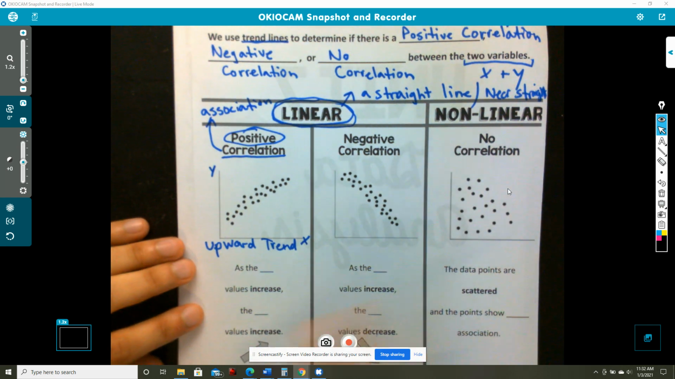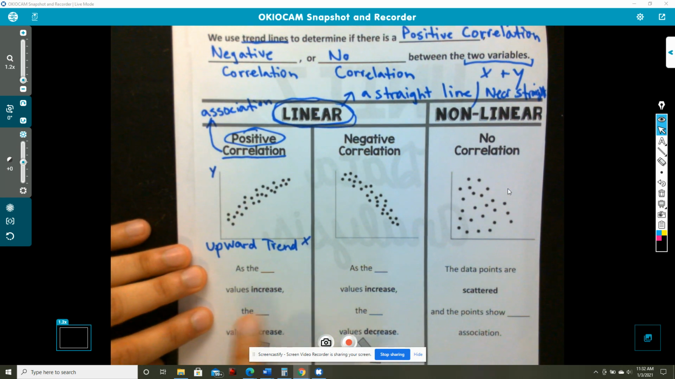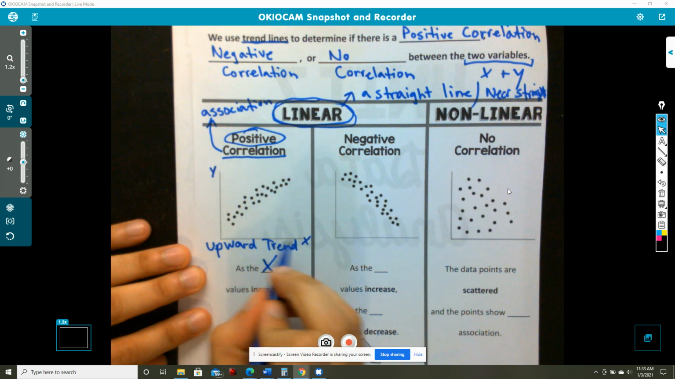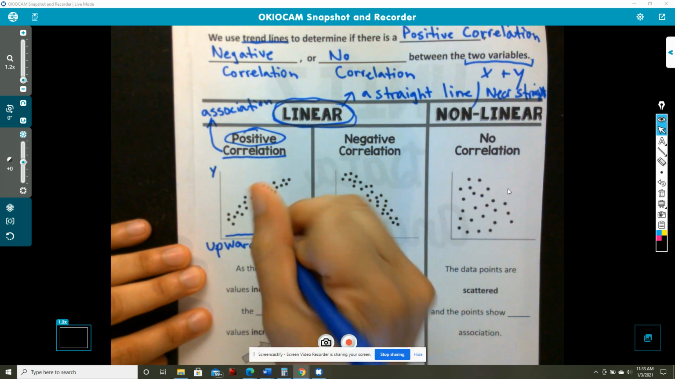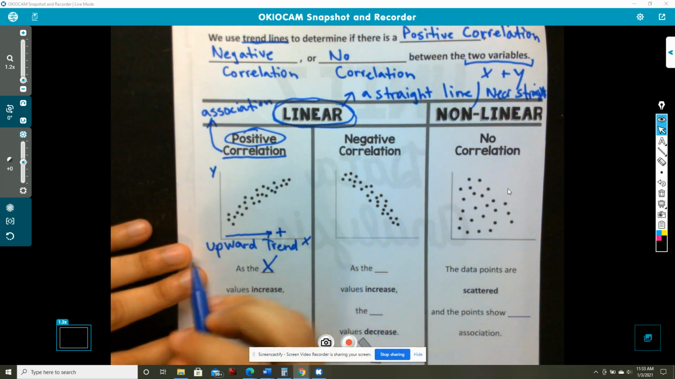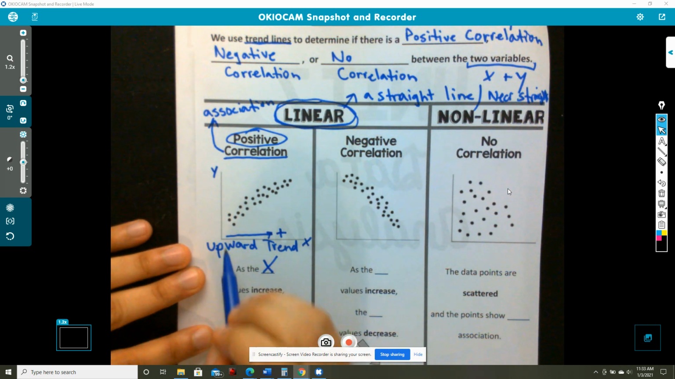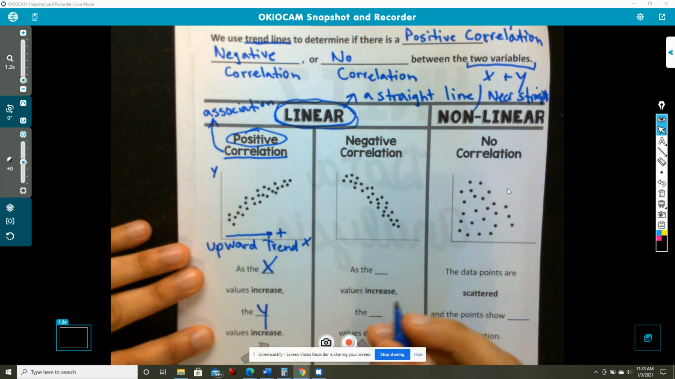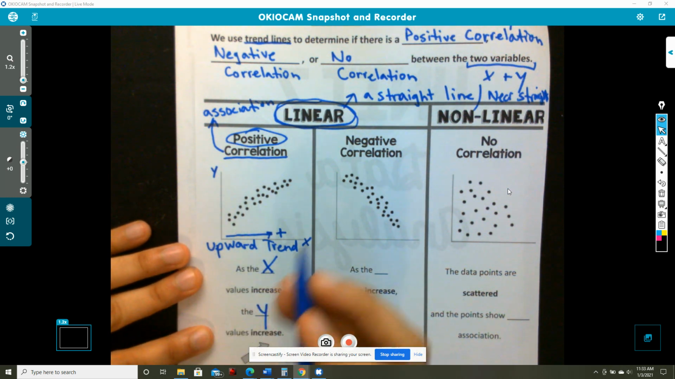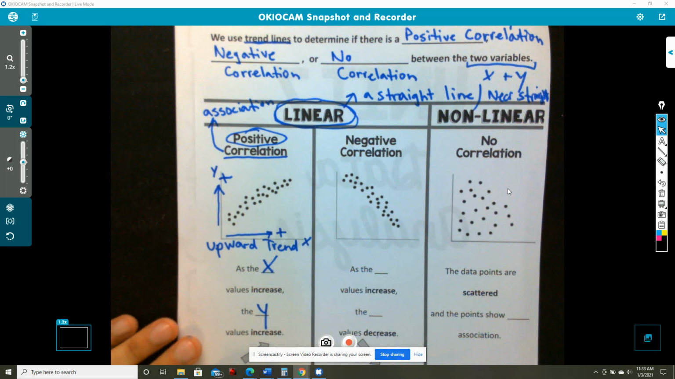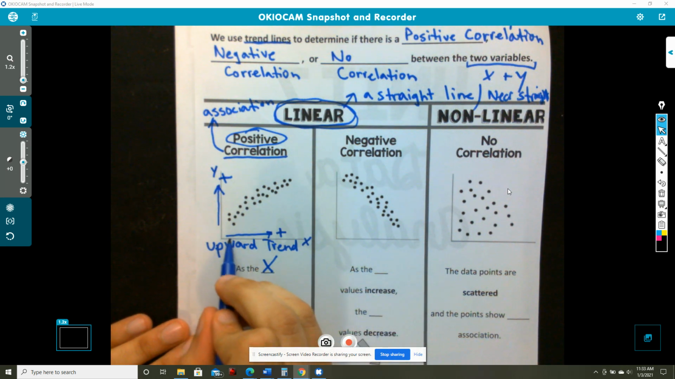All right, so down here, as the X values increase, so moving from left to right, they're increasing. So as the X values increase, the Y values increase. So these are going up relative to the X-axis, and then relative to the Y-axis, they're also going up. So moving up that way, they are increasing as well. And it says right here, the points are going upward. And what else is that called? That's called an upward trend. Same as what I put right here, an upward trend.